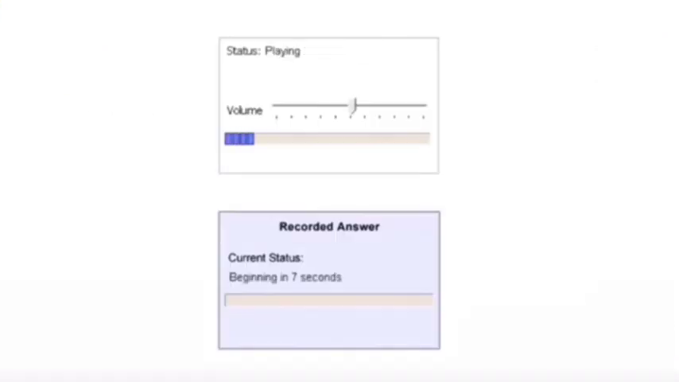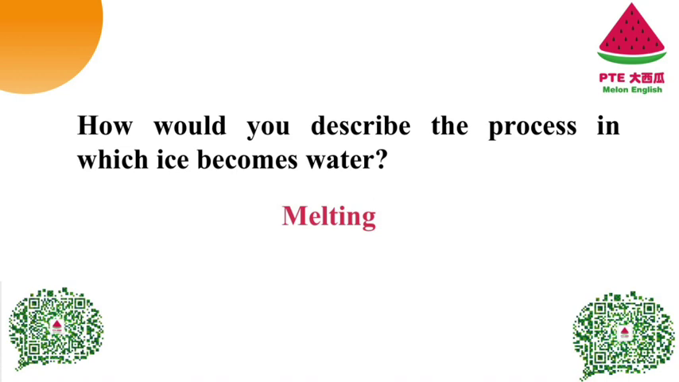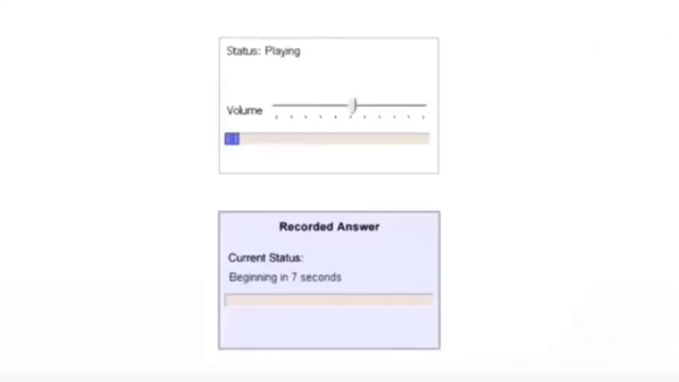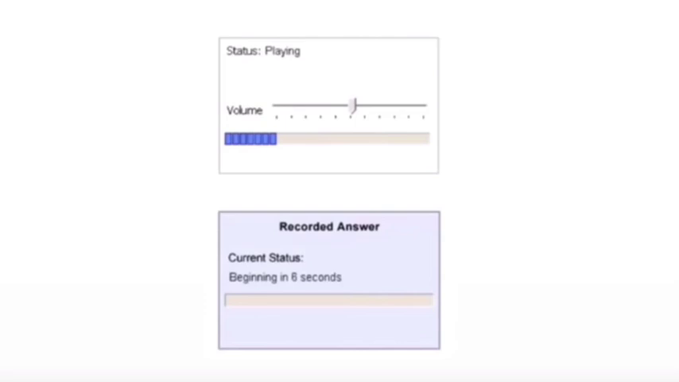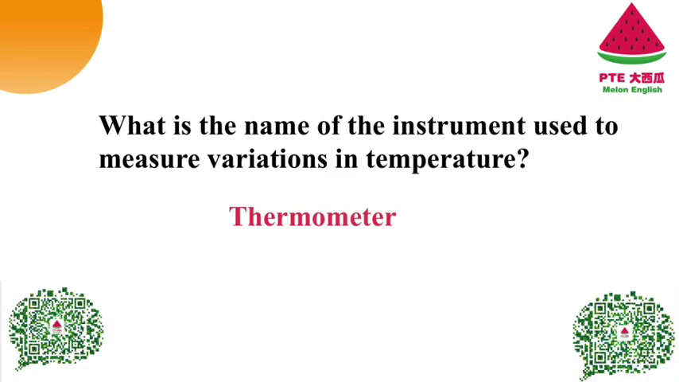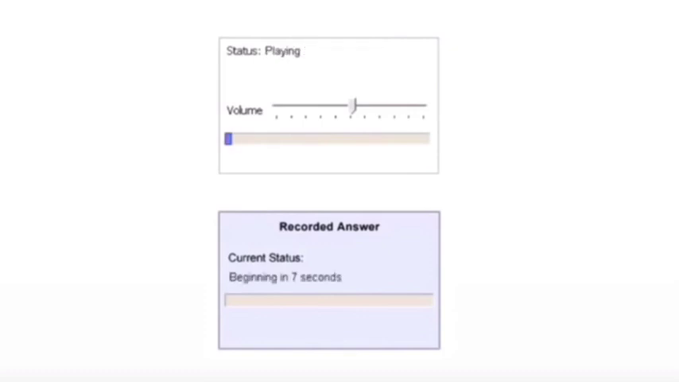How would you describe the process in which ice becomes water? Melting. What is a thermometer used to measure? Temperature. What is the name of the instrument used to measure variations in temperature? Thermometer. What is the best example for academic English? Tolerant or put up with it? Tolerant.